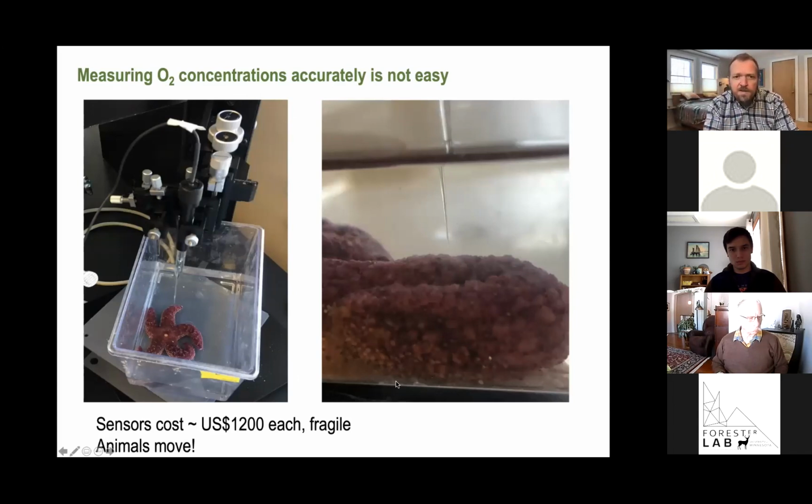And we tried to measure it on the very surface of this, which is a Pisaster ochraceus. Unfortunately, what we learned very soon is that sea stars tend to move randomly. And when they do so, it's always at the least opportune moment. In fact, we lost several of these sensors just trying to do these measurements. So case in point, don't use microsensors with animals unless you immobilize them.